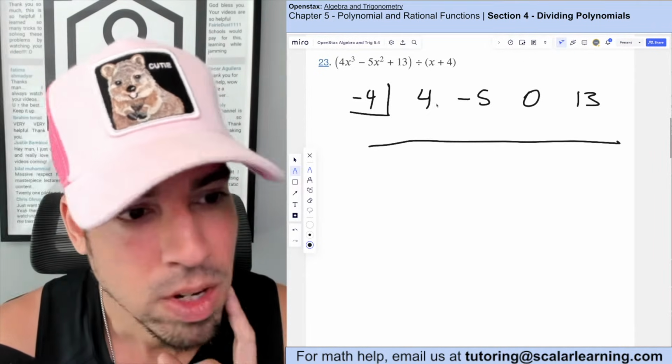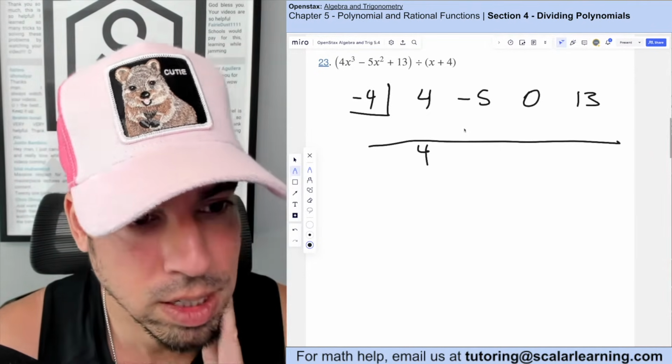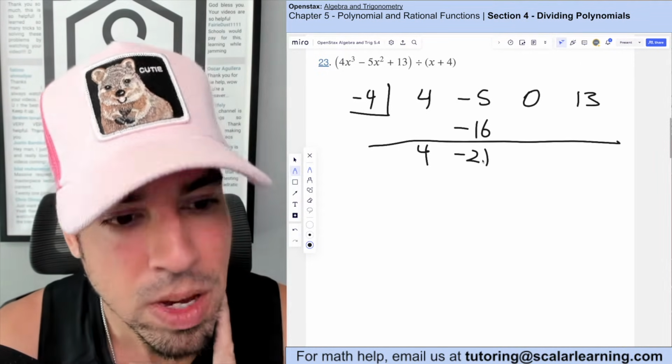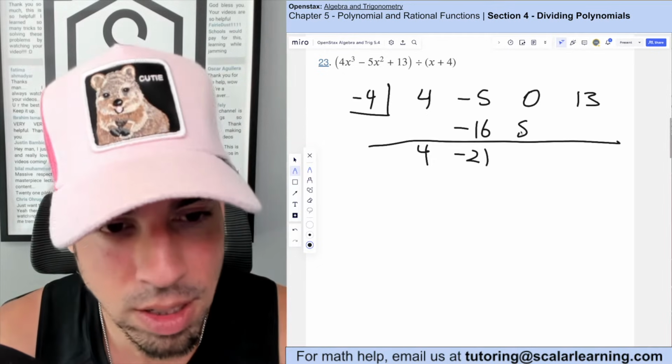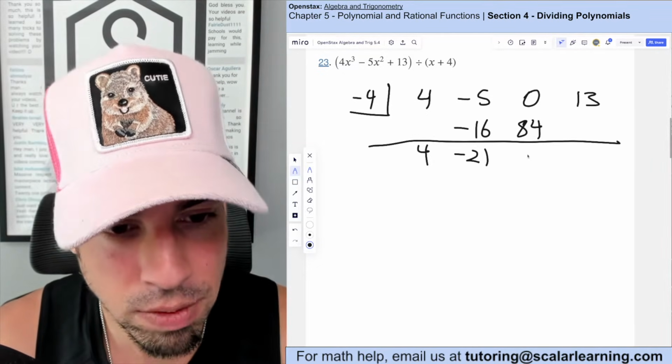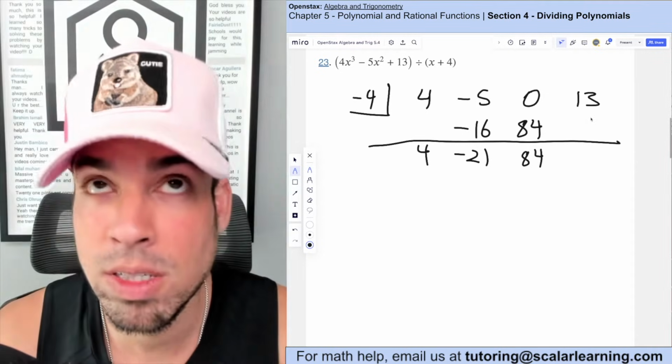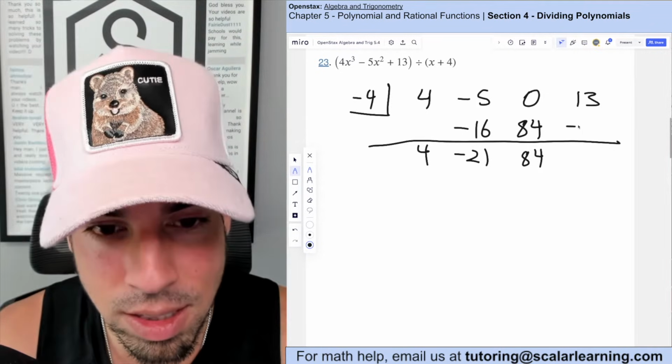Now let's begin. Drop the 4. 4 times negative 4 is negative 16. Negative 5 plus negative 16 is negative 21. Negative 21 times negative 4 is 84. 0 plus 84 is 84. Last but not least, 84 times negative 4. What is that? Negative 336.